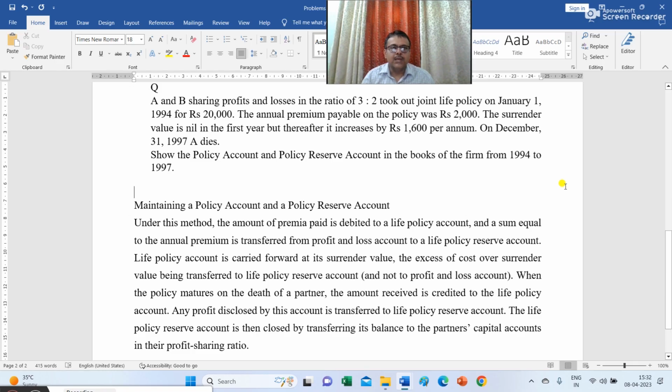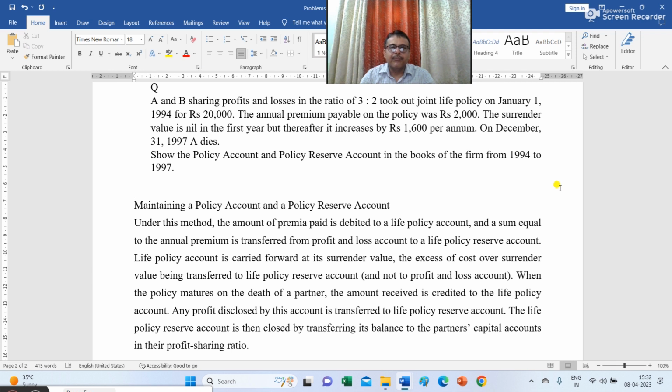A and B, sharing profits and losses in the ratio of 3:2, took out a joint life policy on January 1, 1994 for rupees 20,000. The annual premium payable on the policy was rupees 2,000. The surrender value is nil in the first year, but thereafter it increases by rupees 1,600 per annum. On December 31st, 1997, A dies. Prepare the policy account and policy reserve account in the books of the firm from 1994 to 1997.